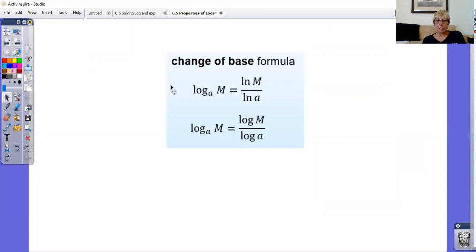The change of base. If you don't like the base of a logarithm, you can change it into a natural log, you can change it into a common log, you can change it into a log of any base you want by saying, if a natural log, ln of the argument over ln of the base, or log of the argument over log of the base. You could do any base. You could change to log base 7 of m over log base 7 of a.